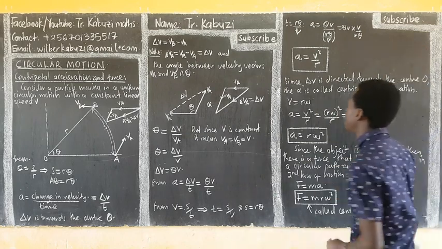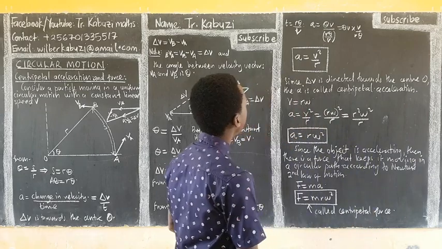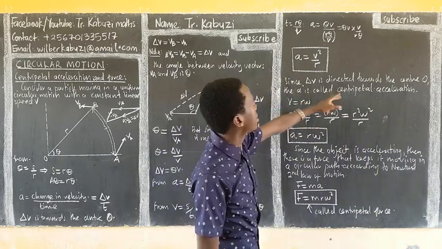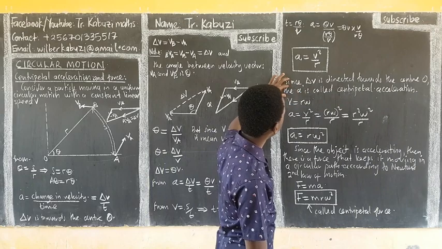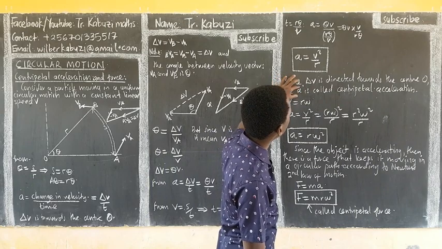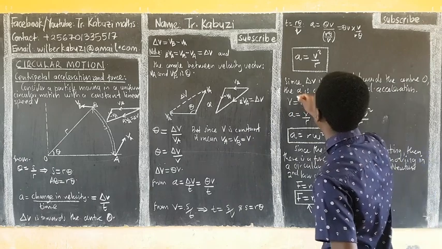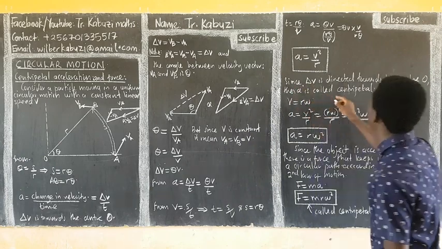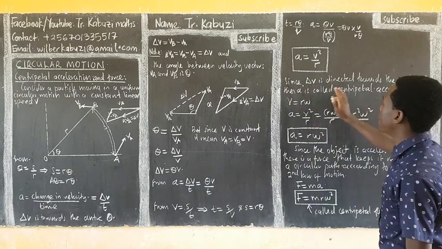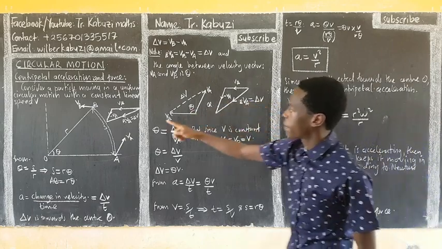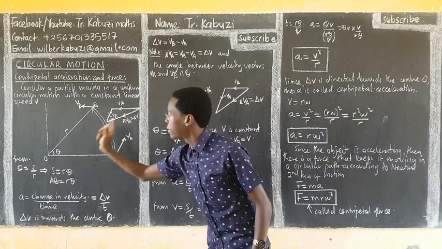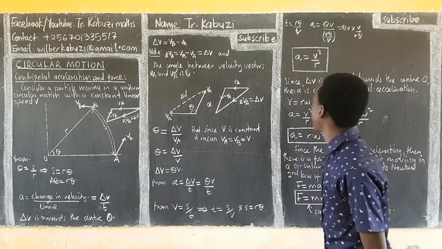Because this acceleration is always directed towards the center. Since it is directed towards the center of the circle, it is called the centripetal acceleration. That's it. I think you can see it from here clearly. If I bring it here, it's directed towards the center there.